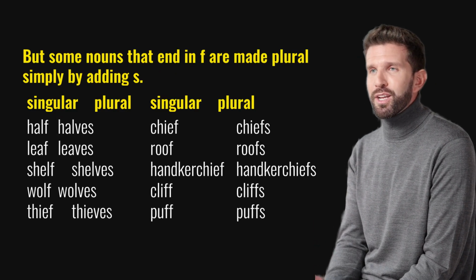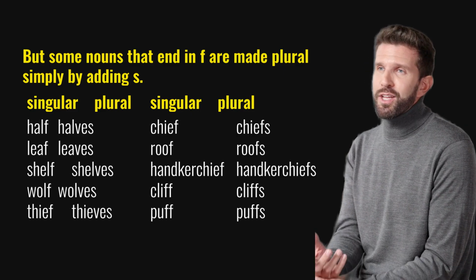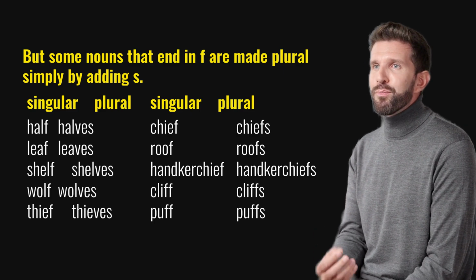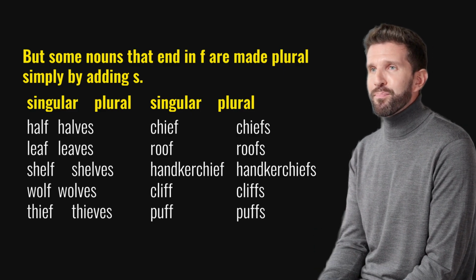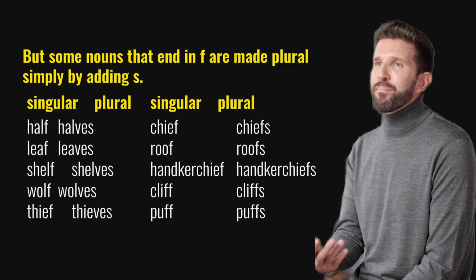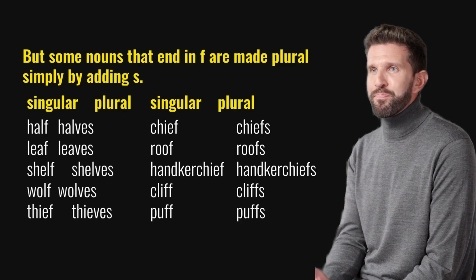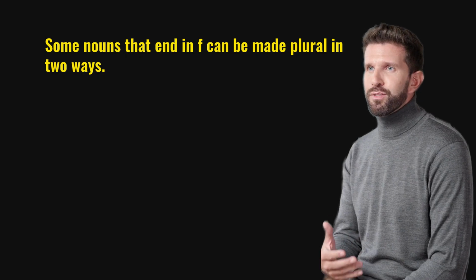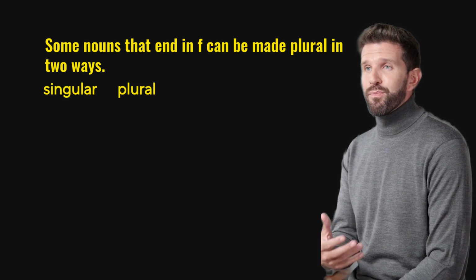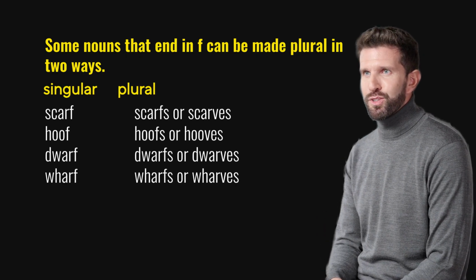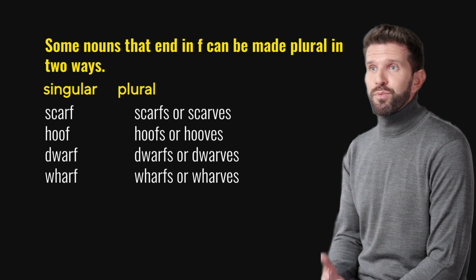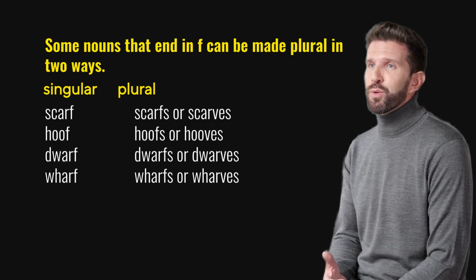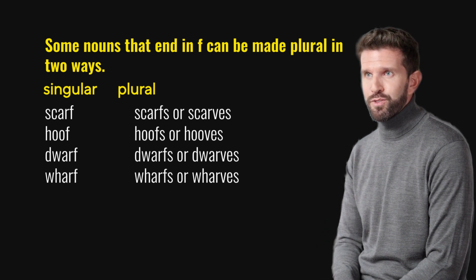But some nouns that end in f are made plural simply by adding s. For example, chief, chiefs, roof, roofs, cliff, cliffs, puff, puffs. Some nouns can be plural in 2 ways. Let's see some examples. Scarf, scarfs or scarves. Hoof, hoofs or hooves. Dwarf, dwarfs or dwarves.